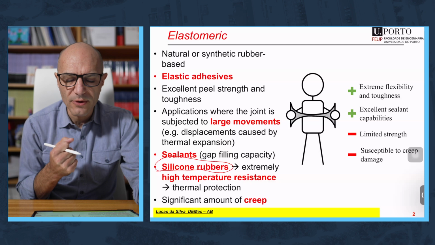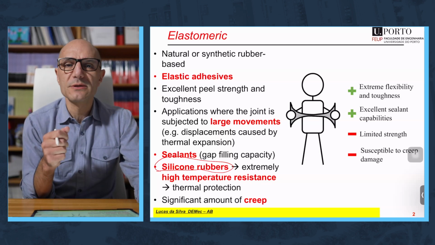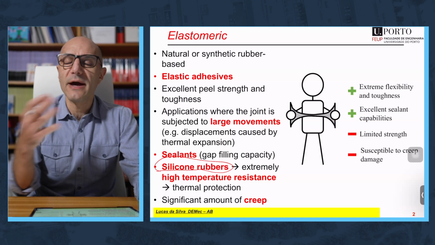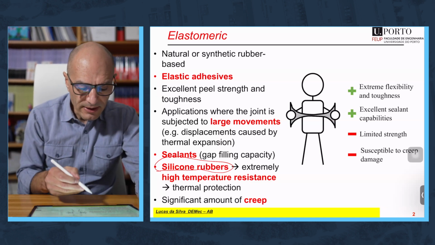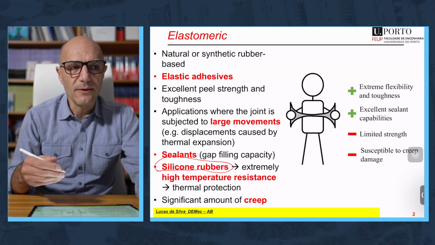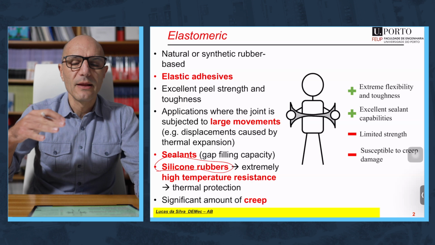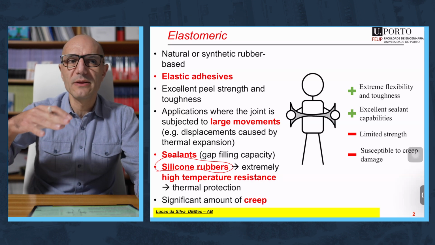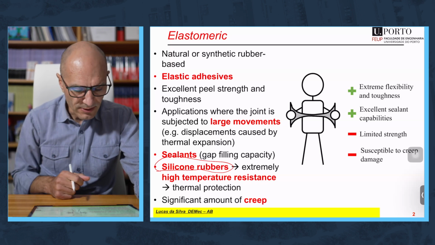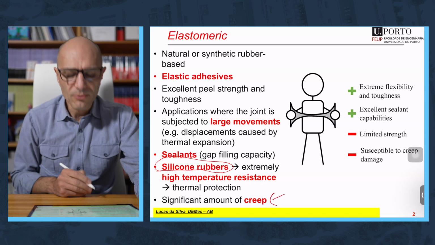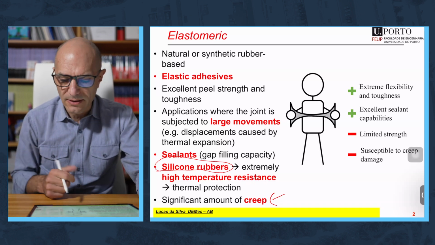In addition to being able to deform a lot, they are also very resistant to high temperatures, contrarily to the polyurethane adhesives. So they are typically applied in aerospace vehicles to protect the metallic frame. We bond the metallic frame with a tile, and the tile is adhesively bonded with a silicone adhesive. But we have to be careful with the creep part. They would creep at high loads.